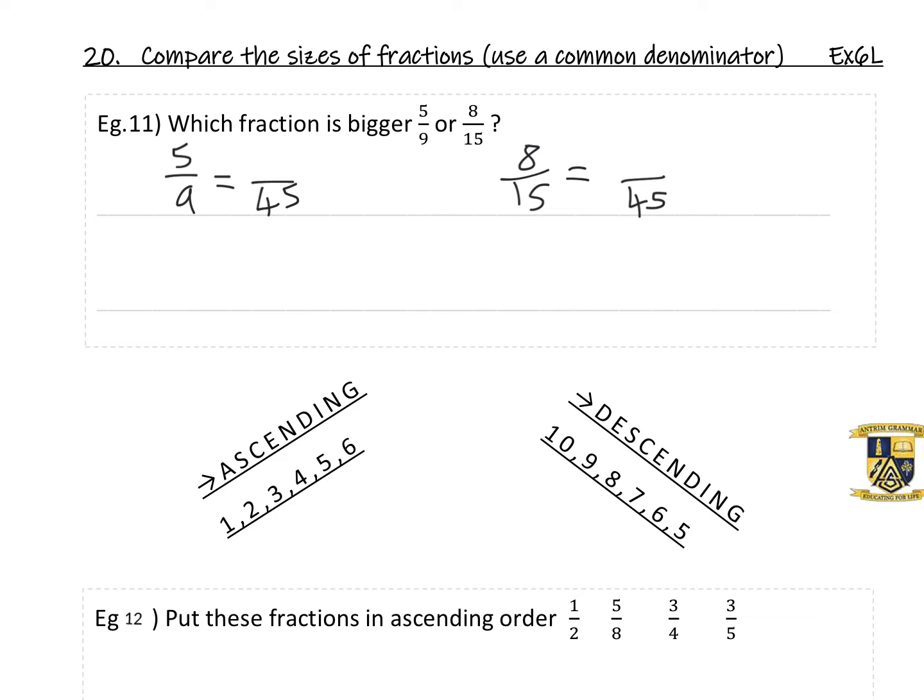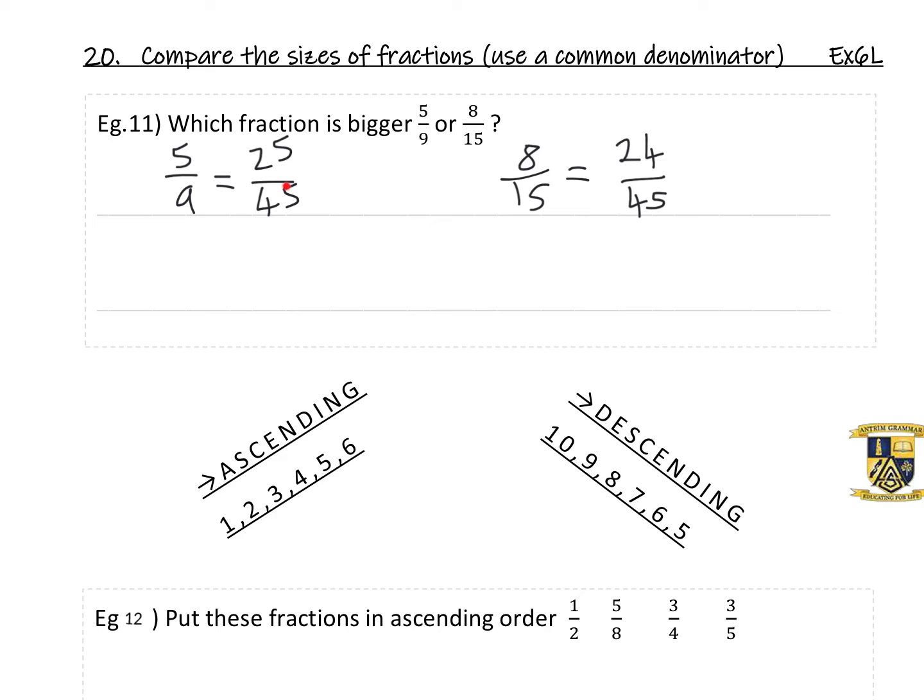So we'd have to go from 9ths to 45ths with times by 5. So 5 5s are 25. And then to go from 15ths to 45ths, we times by 3. So 8 3s are 24.